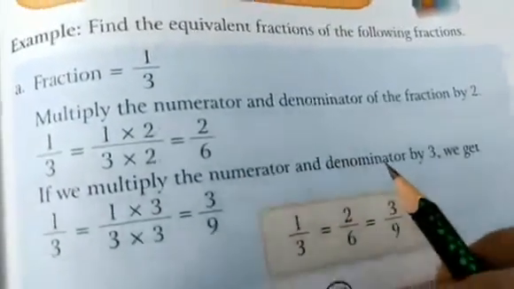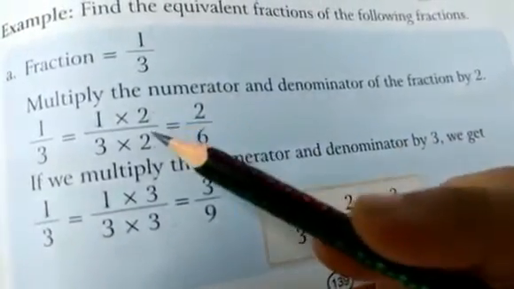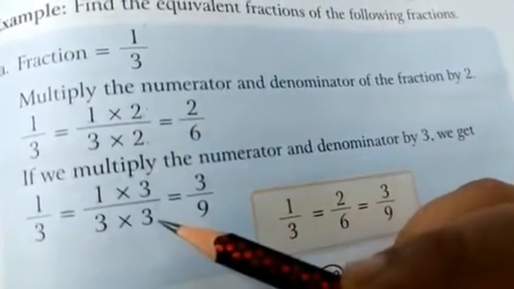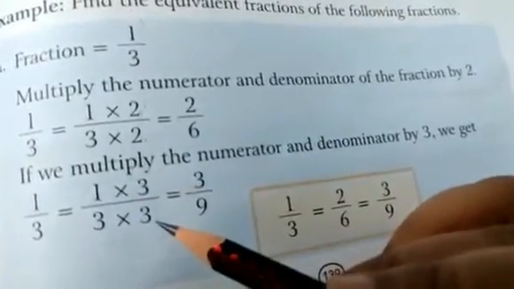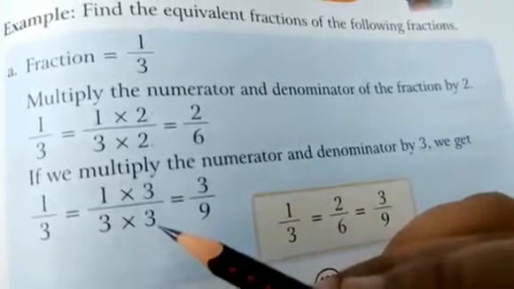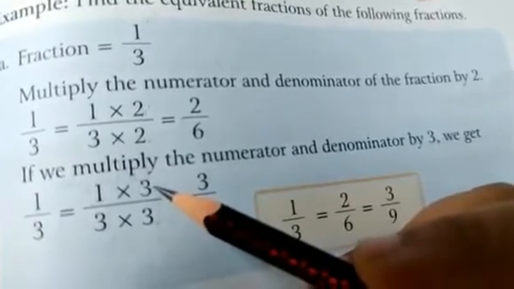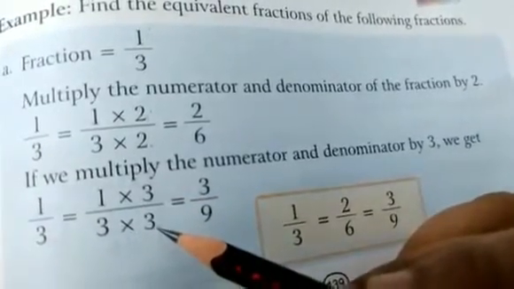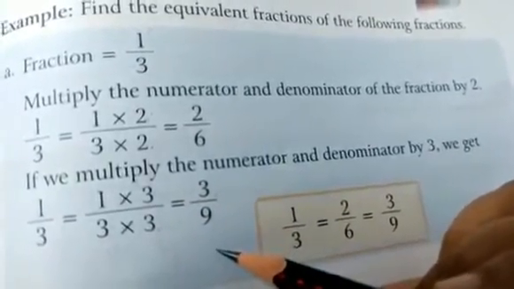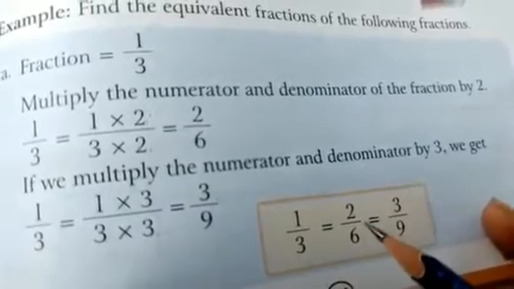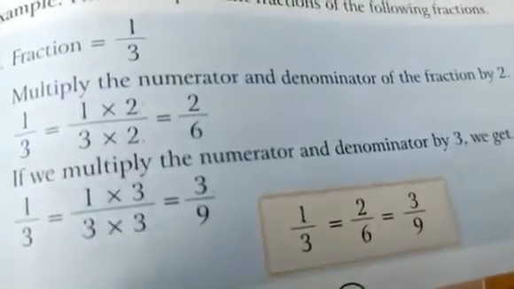If we multiply the numerator and denominator by 3, we get, अभी हमने 2 से multiply किया. If we multiply by 3, 1/3 multiply by 3. Just you can multiply by any number. Just you have to remember the one thing, that is you have to multiply the same number in numerator and denominator. So 3 1s are 3 and 3 3s are 9. So 1/3 is equal to 2/6 and that is equal to 3/9.